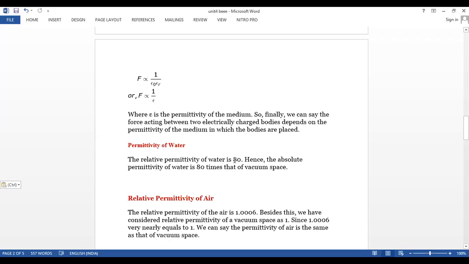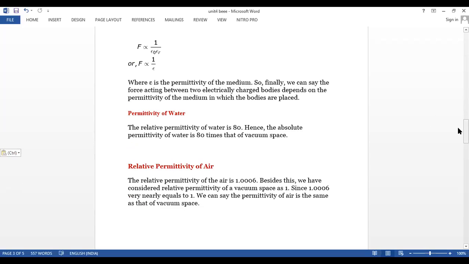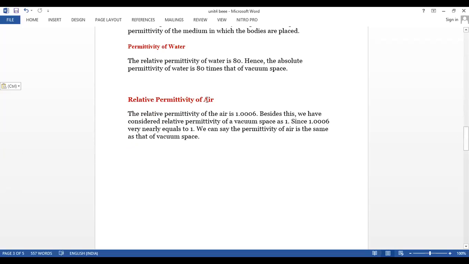That means if two charges are displaced by certain distance in water, then permittivity is 80. That is, it is not allowing maximum electric lines of force. That water is not allowing maximum lines of force. Now you see, related to permittivity of air. Permittivity of air is how much? 1.0006. Therefore, it is almost equal to 1. So it should be 1. If it is 1, then we can say maximum electric charges can exchange their energy.